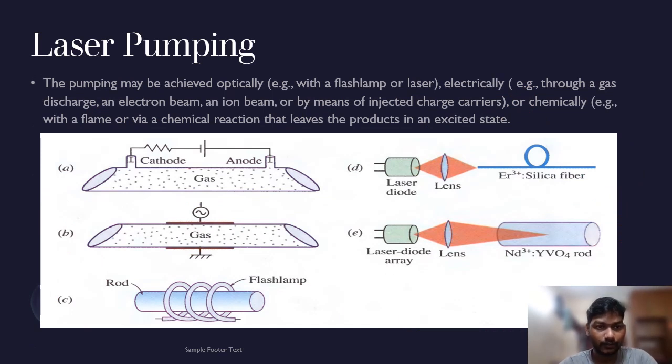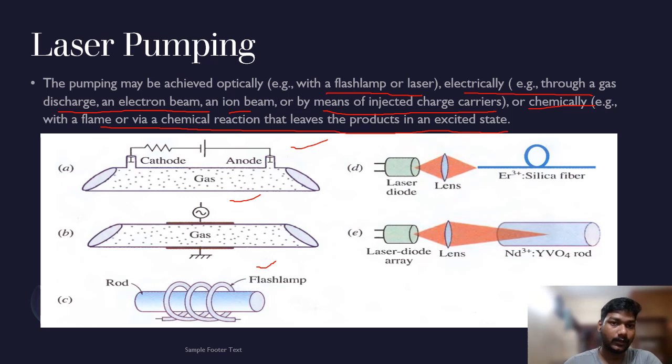In the previous slide, we discussed laser pumping. The pumping may be achieved optically using a flash lamp, as we have seen in the ruby laser, or electrically through a gas discharge, an electron beam or ion beam using cathode and anode. That means by means of injected charge carriers, we can do electrical pumping, or chemically by flame or via a chemical reaction that leaves the product in the excited state. So these are the means of providing energy, and it can be done in three important ways: optically, electrically, and chemically.